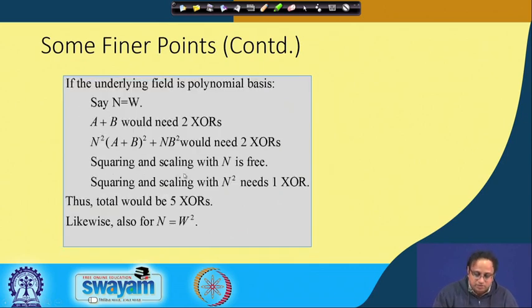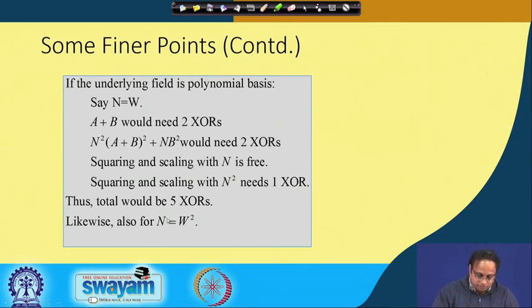Likewise, the underlying field computation can also be done in the polynomial basis. When you are doing it in the polynomial basis, you have got 2 choices, either n is equal to w or n equal to w square. So if you take n equal to w, again a plus b, this addition can be done with 4 XORs, 2 XORs each, but the squaring and scaling with n is free. But the squaring and scaling with n squared will still need 1 XOR. So now you need 5 XORs. Therefore you see that in the lower field, if you do polynomial basis, you actually save 1 XOR.